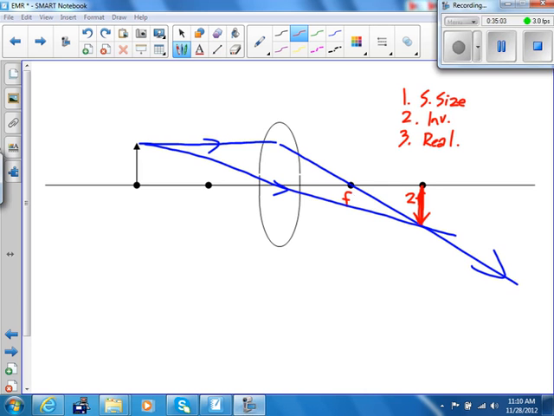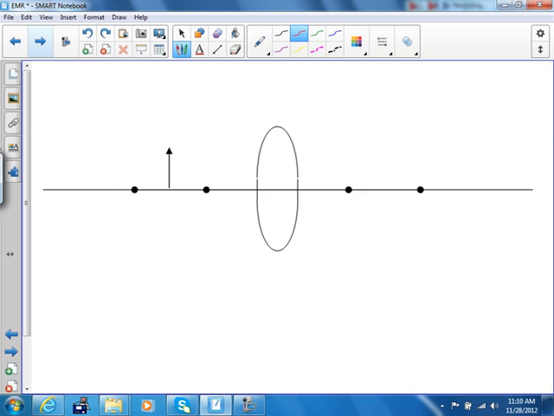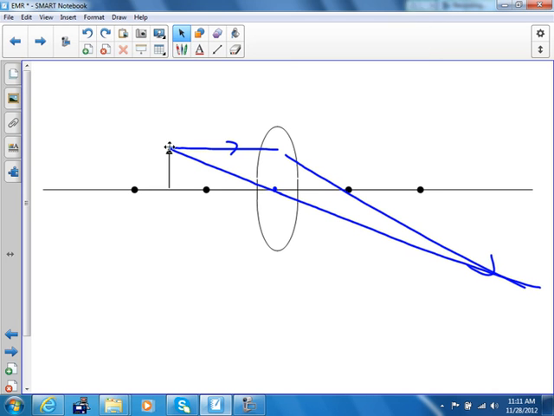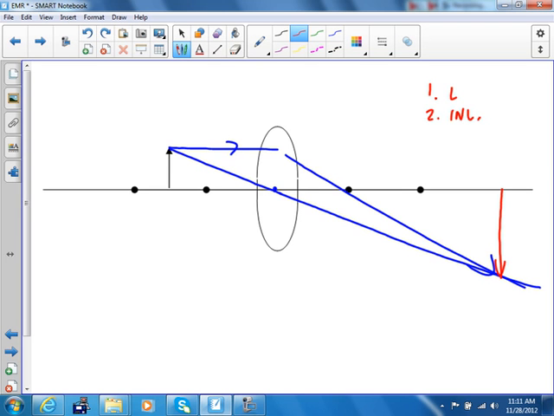Let's try the next one now. Next one is when the object is in between F and 2F. Of course, we're going to draw the first ray from the top of the object parallel to the principal axis. It's going to go down through the focal point. Second one is going to go down through the optical center, and it's going to go straight through. It's going to look something like this. They're going to intersect over here, giving us an image that is larger, it's inverted, and it's real. Where have you seen this before?